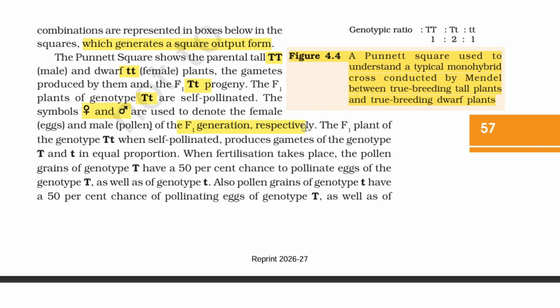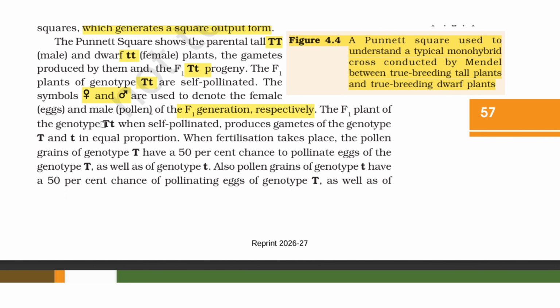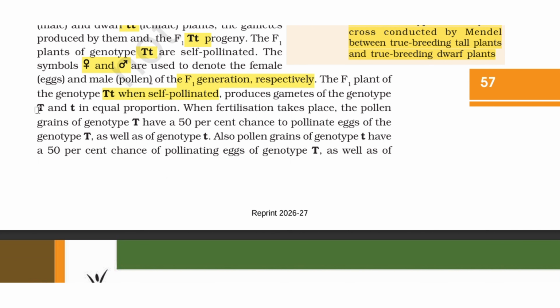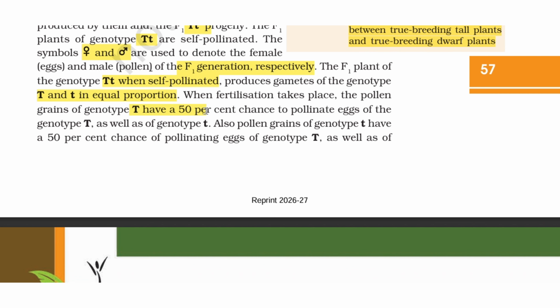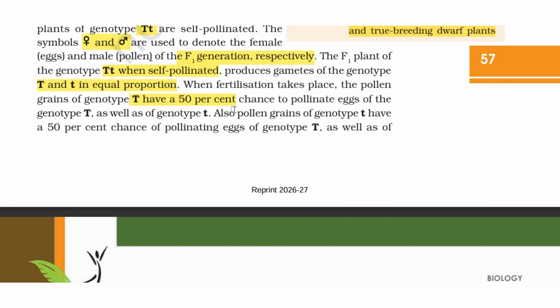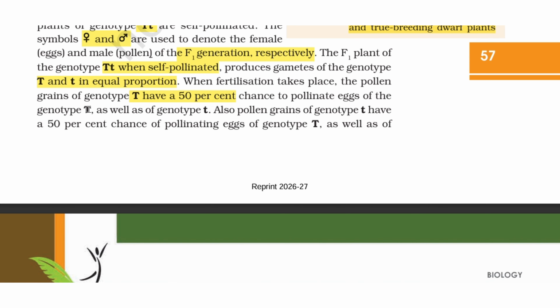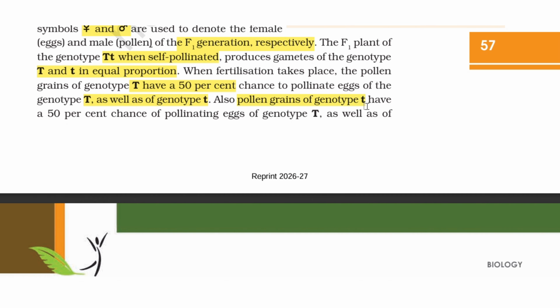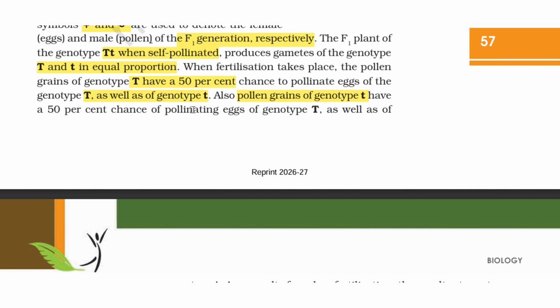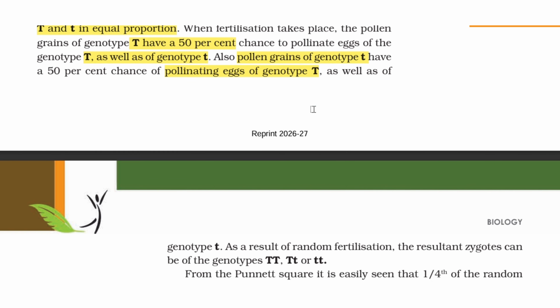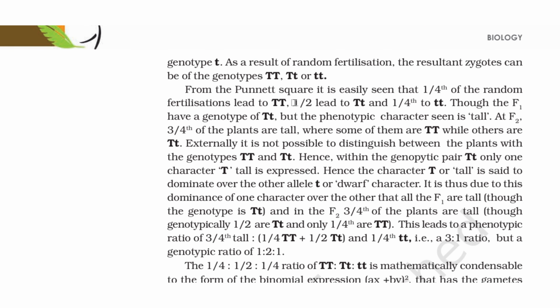The F1 plant of the genotype Tt when self-pollinated, produces gametes of the genotype T and t in equal proportion. When fertilization takes place, the pollen grains of genotype T have a 50% chance to pollinate eggs of the genotype T, as well as of genotype t. Also pollen grains of genotype t have a 50% chance of pollinating eggs of genotype T, as well as of genotype t. As a result of random fertilization, the resultant zygotes can be of the genotypes TT, Tt or tt.